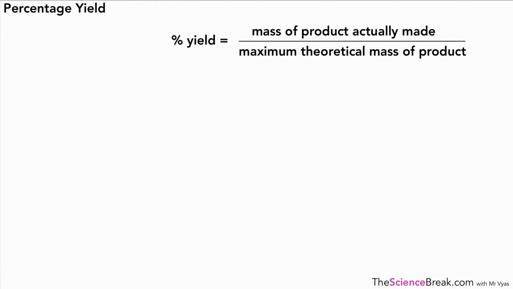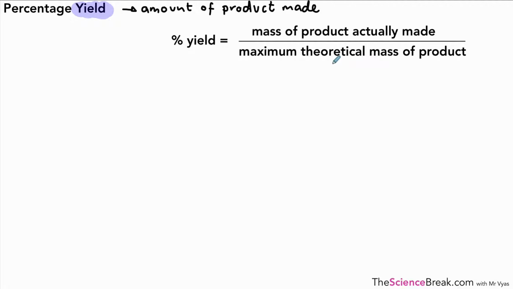Hello, today we're dealing with something called percentage yield. And firstly, what's the meaning of yield? Well, when we're talking about a chemical reaction to make a product, the yield is the actual amount of product that you get. So the yield is the amount of product that you get made in a chemical reaction.